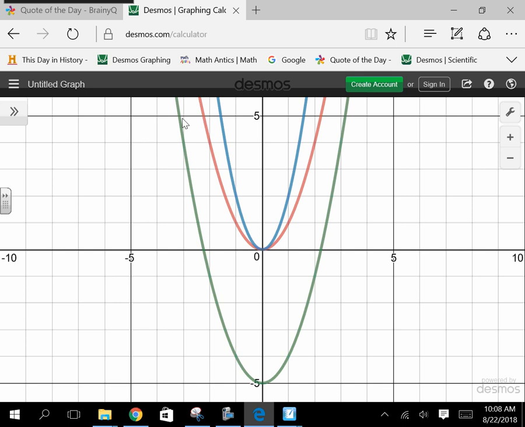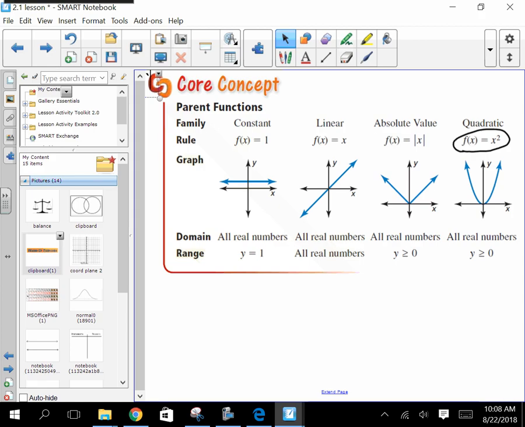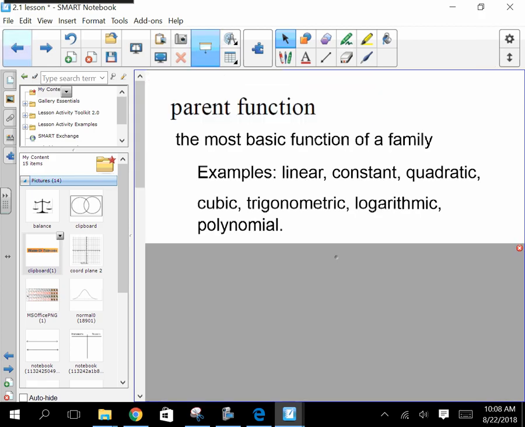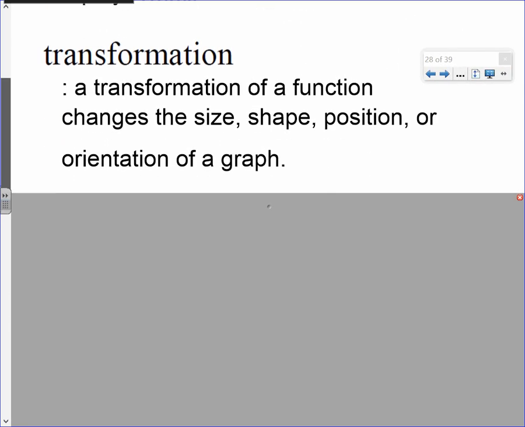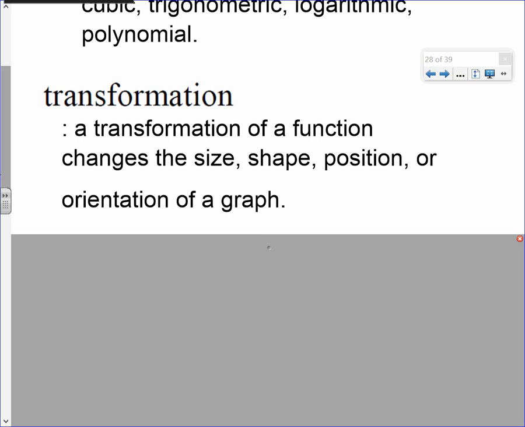We're going to transform functions. Because the whole point of that is, if I look at phenomena and I graph it, and I want to describe it with an equation, I got to know how to manipulate functions to describe the phenomena I'm observing as a scientist. So, back to your notes. Second word. So we got parent functions. Next word is transformation. Write that down. A transformation of a function changes the size, shape, position, or orientation of a graph.